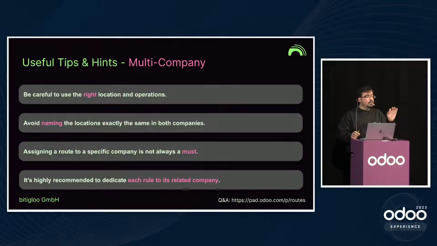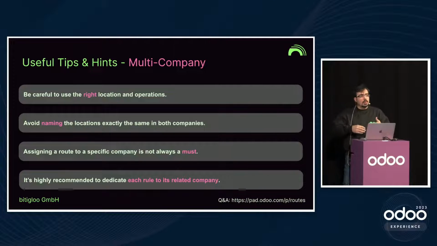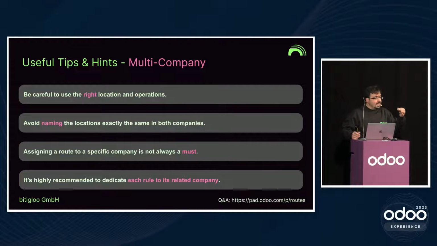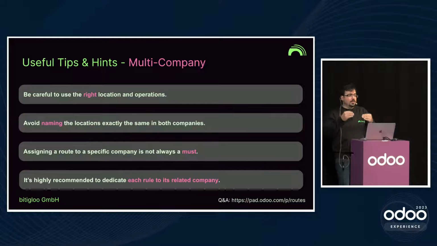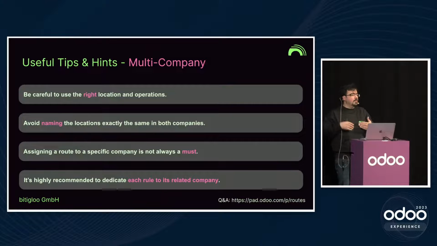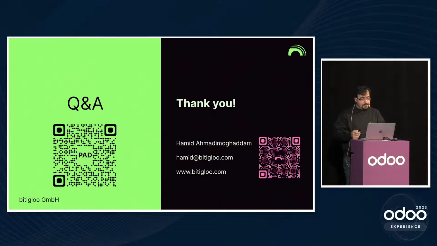And the last 2 points are somehow related to each other. Assigning a route to a specific company is not always a must. You should not always assign that specific route to a specific company. But the rule, sure: not the route, but the rule, please try to assign or dedicate to the specific company. This will simplify things. You can also see it in Odoo standard: the buy route is for all companies, but the rules are actually for each specific company.